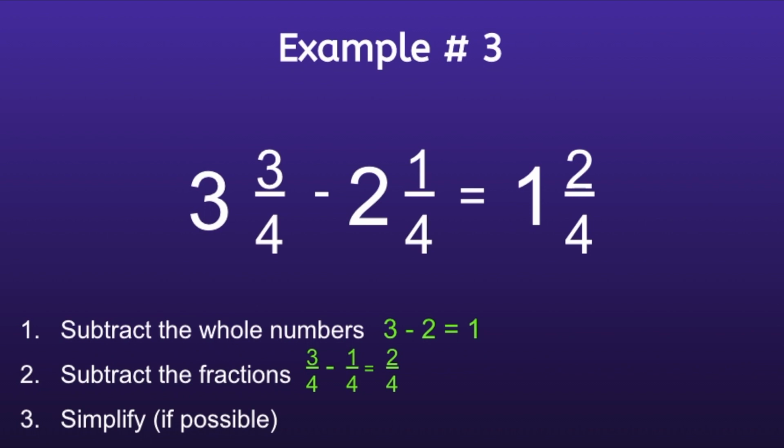But we can't forget step 3. Simplify if possible. I know that both the 2 and the 4 can be divided by 2. When I do this, I get the fraction 1/2. So the final answer will be 1 and 1/2.